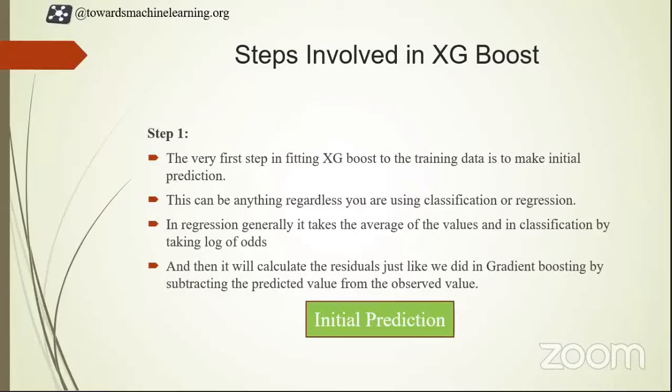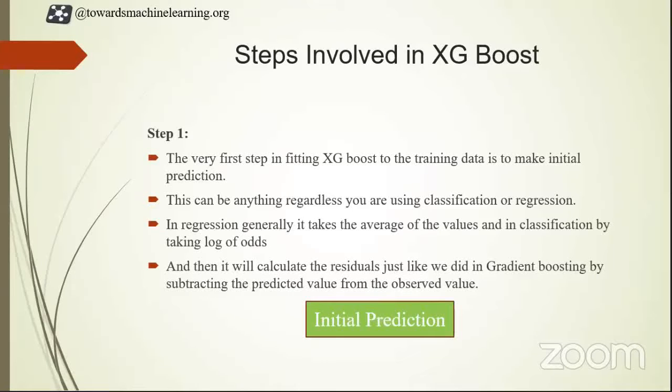Let's discuss what the steps in XGBoost are. As this is also a gradient boosting algorithm, the initial steps for XGBoost are the same as the gradient boosting algorithm. At the first step, we have to make the initial prediction. This initial prediction is our first guess. This is the initial leaf.